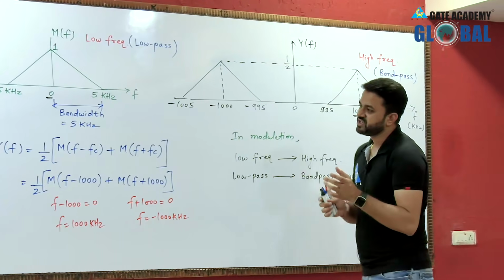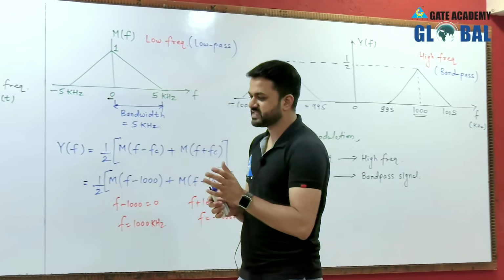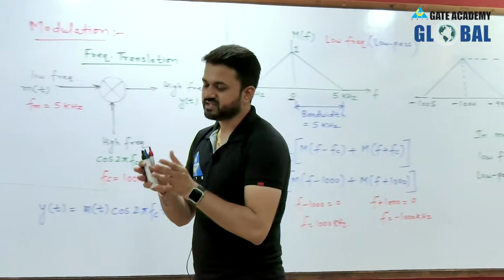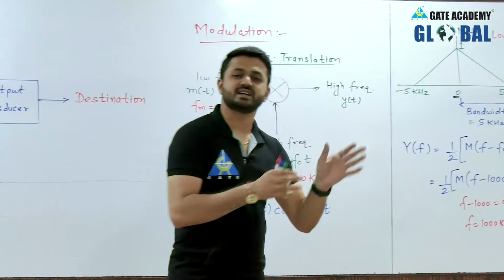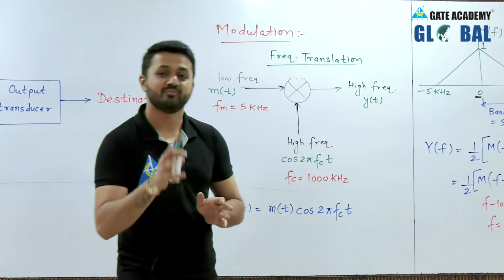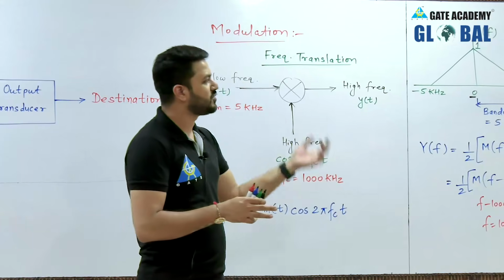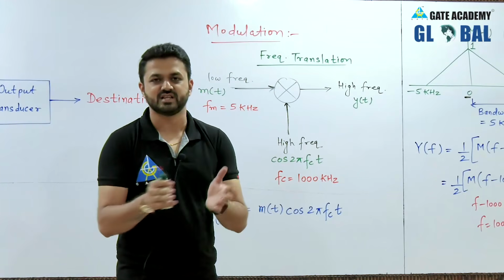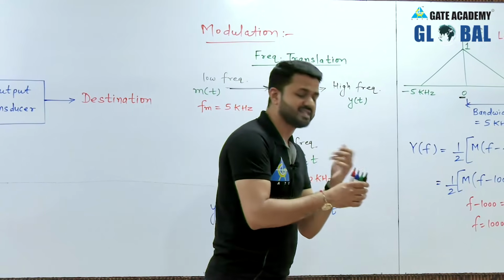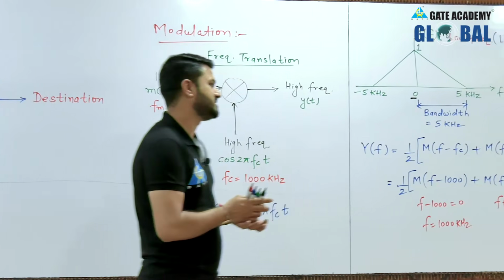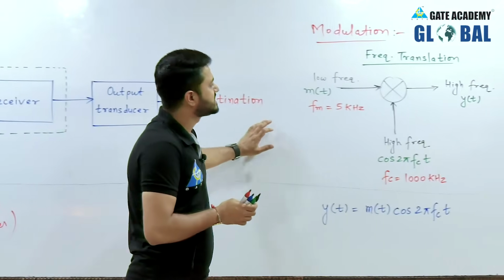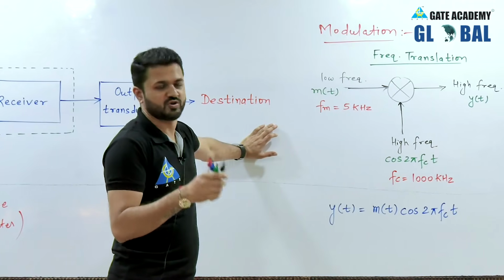So, after modulation we always get a band pass signal, hence the channel should be a band pass channel, and at the transmitter we always require a band pass filter, because after modulation the signal is converted into a band pass signal. So, to get the desired frequency component we use a band pass filter at the transmitter. So, this is the first definition of modulation.